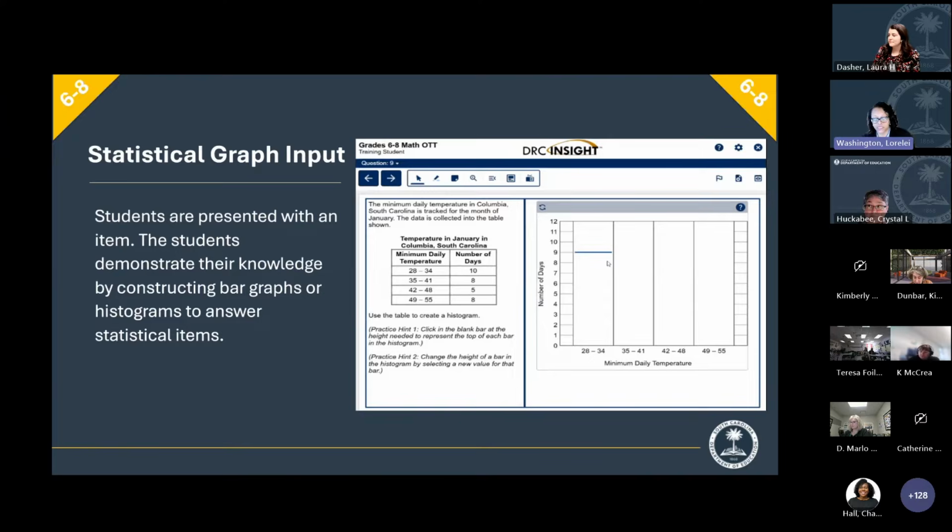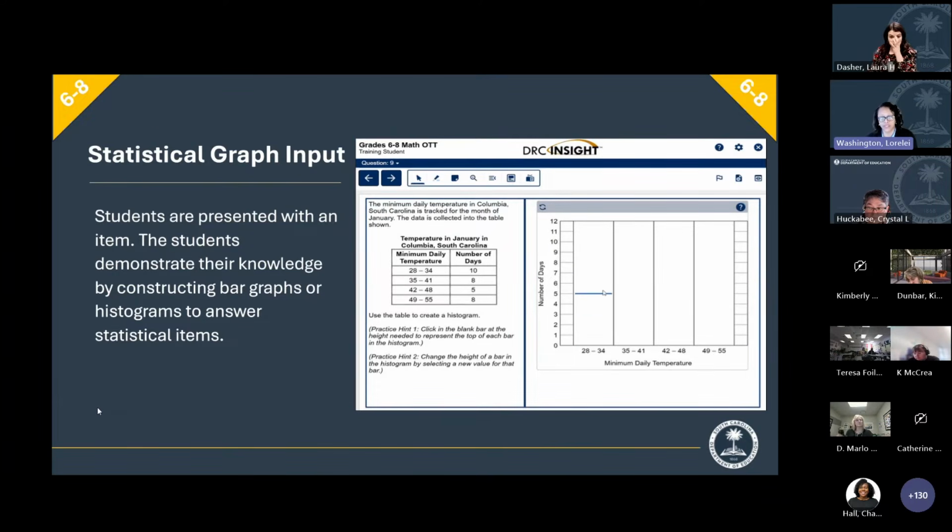All right, the next one is a new item type. It's the statistical graph input. For this one, students are presented with an item and demonstrate their knowledge by constructing a bar graph or histogram to answer statistical items.